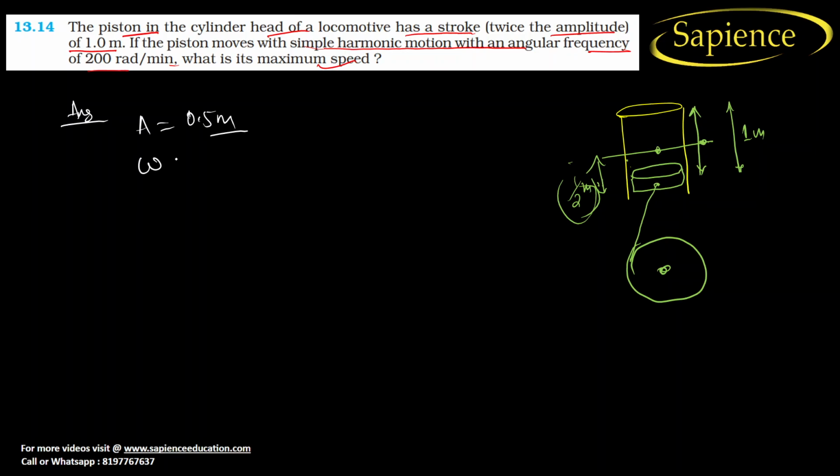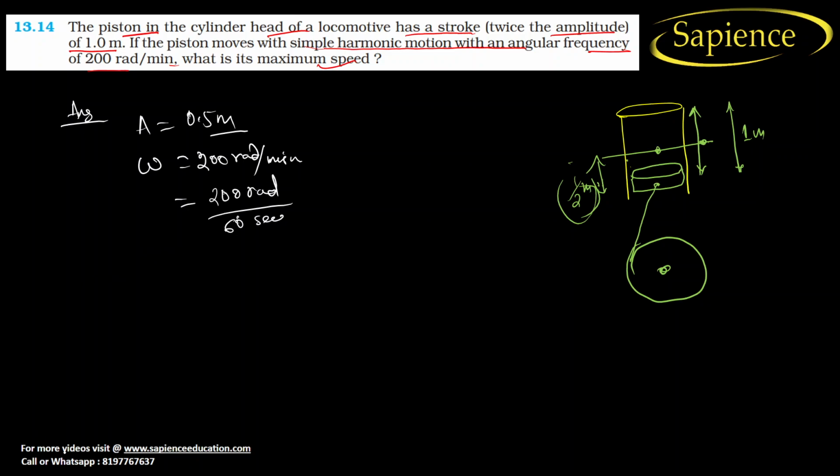And they have given omega as 200 radian per minute. Okay. So we can also convert it into seconds. So this is 200 radian per 60 seconds. Okay. So I hope you have understood.